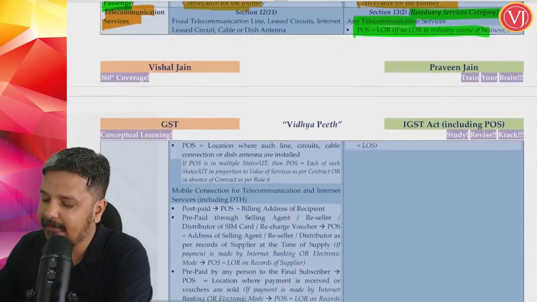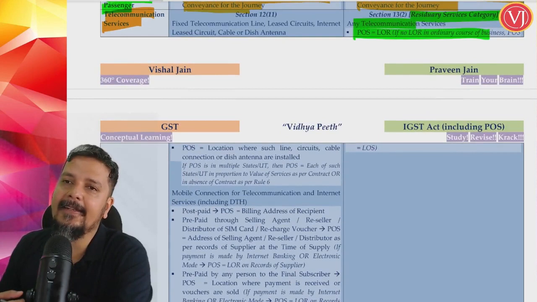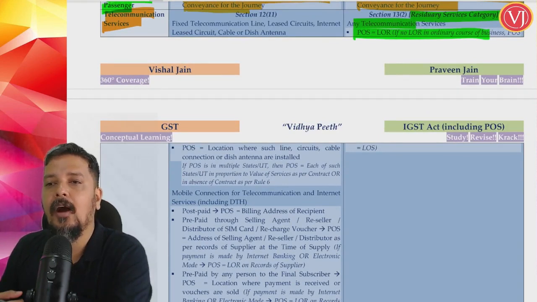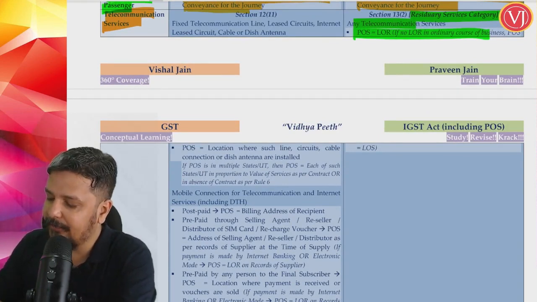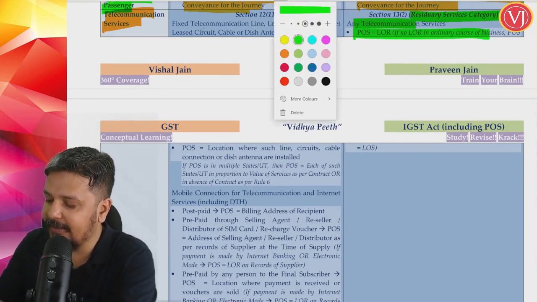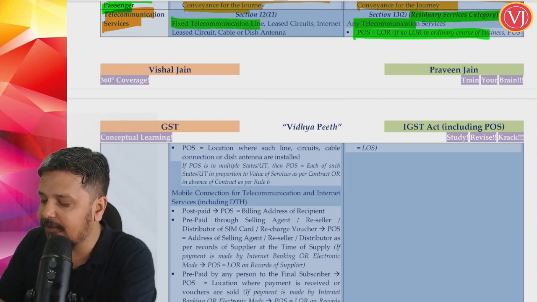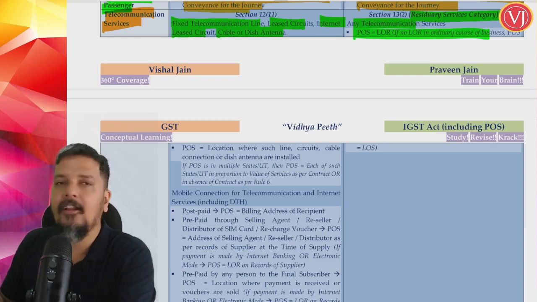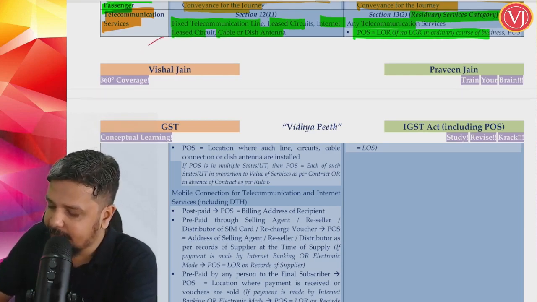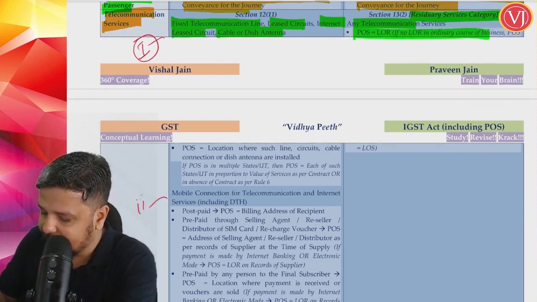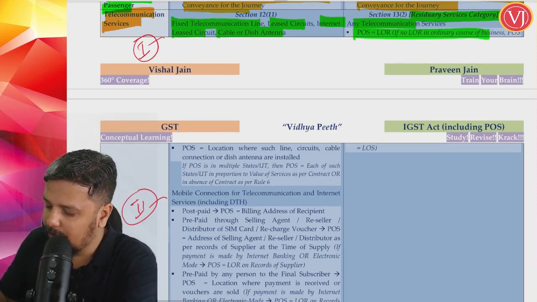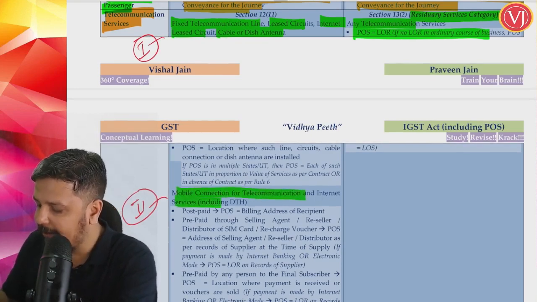The entire detailed discussion is only in section 12, where both LOS as well as LOR are in India. Here you have to split. First category, if you are talking about a fixed telecommunication line, lease circuits, internet lease circuit or cable or dish antenna, that is the first category. Second category, you are talking about your mobile connection or internet services.